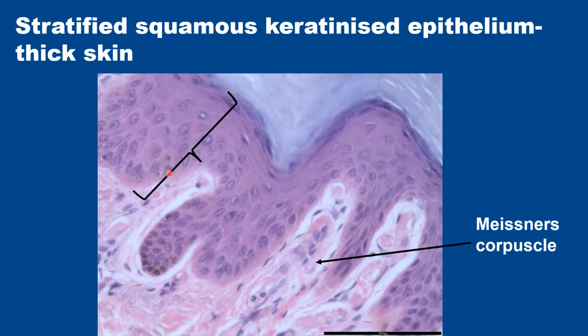Here is the epidermis, the different layers of the epidermis. So one can see the stratum granulosum, above it is the stratum lucidum, and the stratum corneum. Here is the stratum basal, and the stratum spinosum is here in between, above the stratum basal.